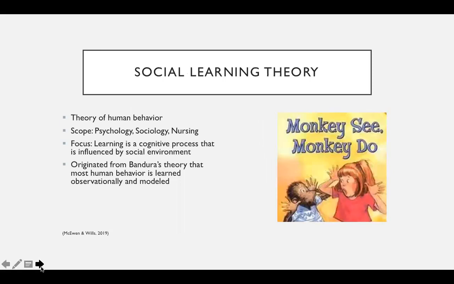Social learning theory is not solely a nursing theory, but rather a theory of human behavior that can be applied to psychology, sociology, and nursing. It focuses on learning as a cognitive process that occurs within a social environment and originates from Bandura's theory that most human behavior is learned observationally and modeled.